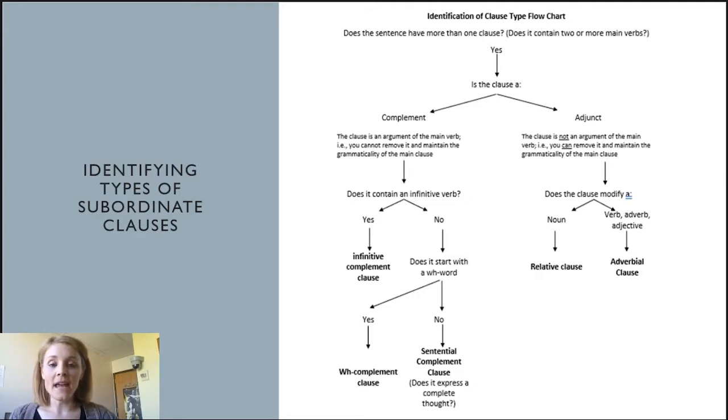If the clause is an adjunct, then we decide if it's a relative clause or an adverbial clause by what it's modifying. If it's modifying a noun in the main clause, it's a relative clause. And if it's modifying a verb, an adverb, or an adjective, it's an adverbial clause.